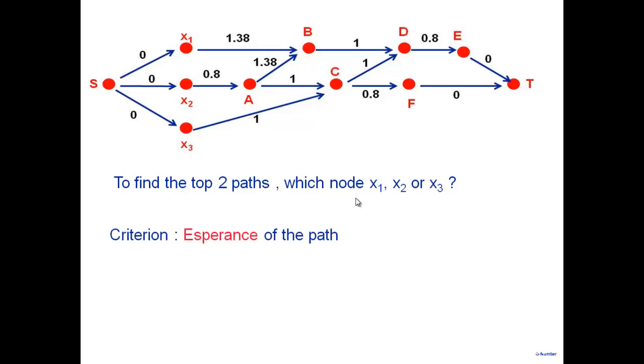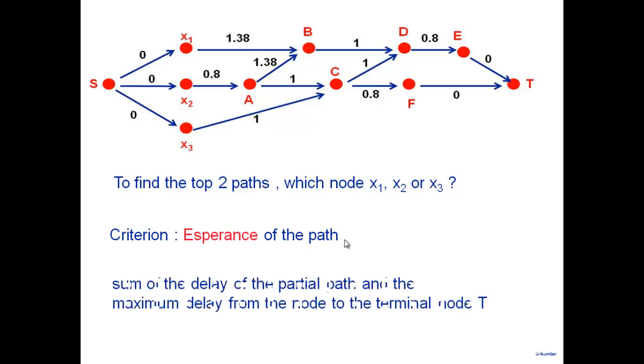Okay. So for that, what we do is, there is a parameter called esperance of the path. Let me explain what it is here. Esperance of a path is the sum of delay of the partial path and the maximum delay from the node to the terminal node T. So what we are saying is the following. For each node now, calculate maximum delay from that node to the terminal node T first.